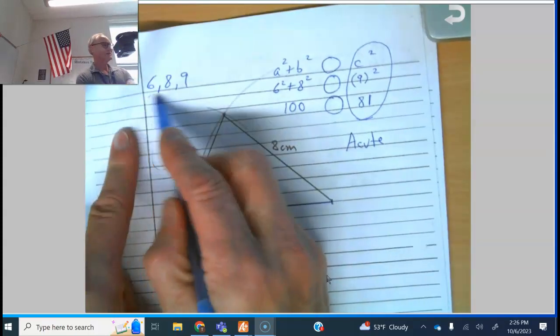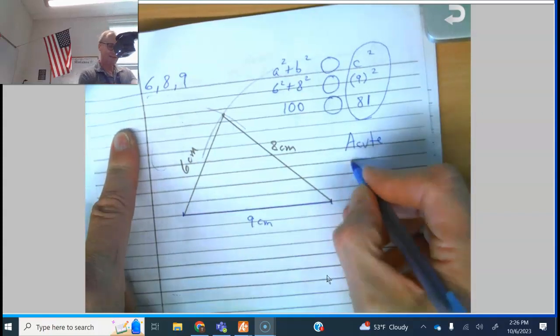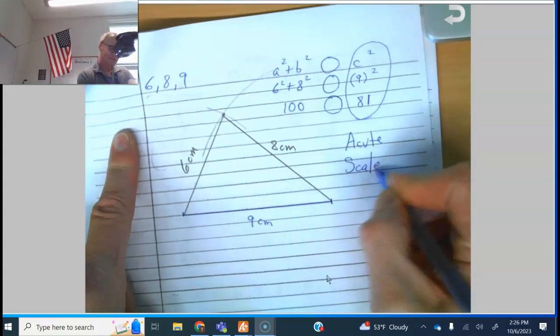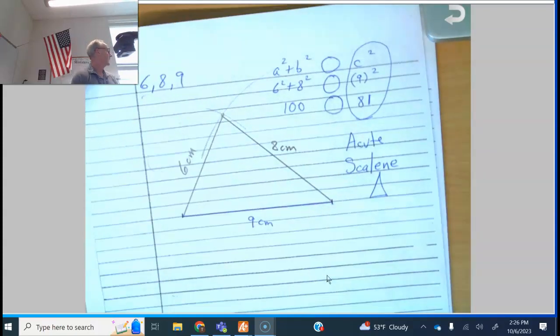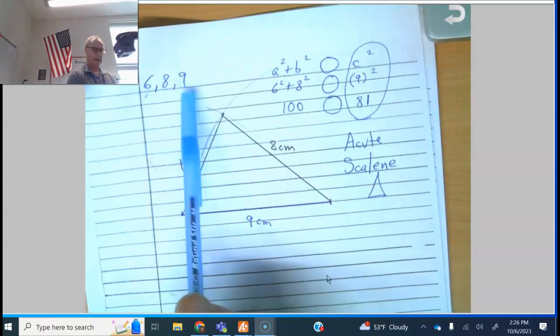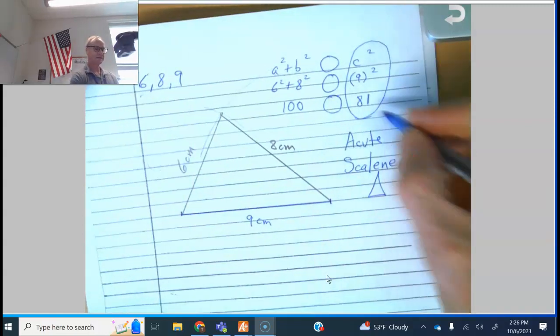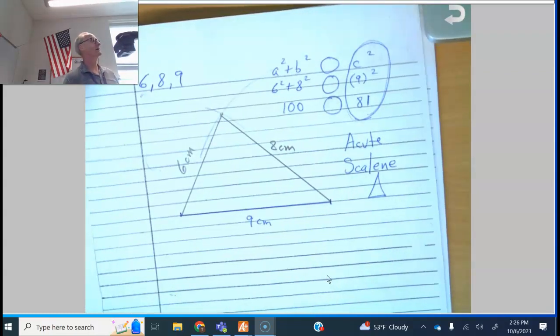All 3 sides are different. Remember what that means? It has a name. Scalene, yeah. This is an acute scalene triangle. I know it's scalene because the three sides are all different. I know it's acute because the c is too small to make it a right triangle. That's a corollary of the converse of the Pythagorean theorem.